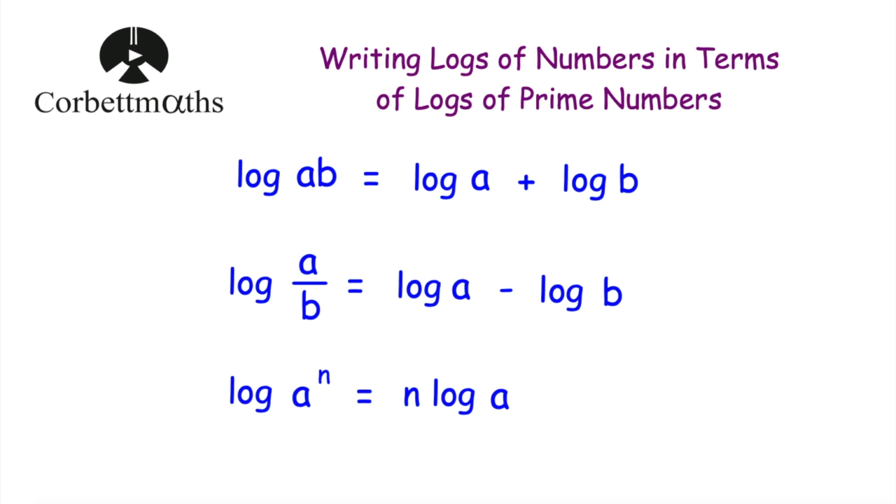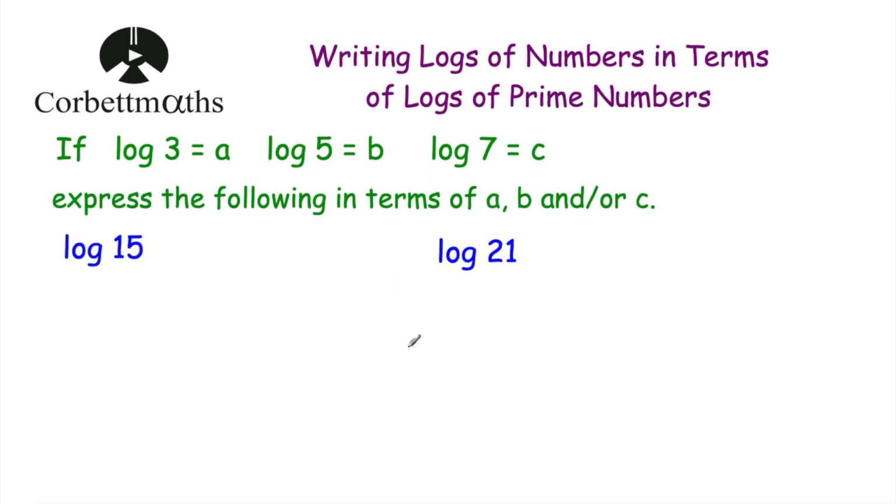Okay, so let's have a look at some questions to begin with, and as we go through these questions I'll talk about how we approach them. Okay, let's have a look at our first question. It says, if log 3 is equal to a, log 5 is equal to b, and log 7 is equal to c, we've been asked to express the following in terms of a, b, or c.